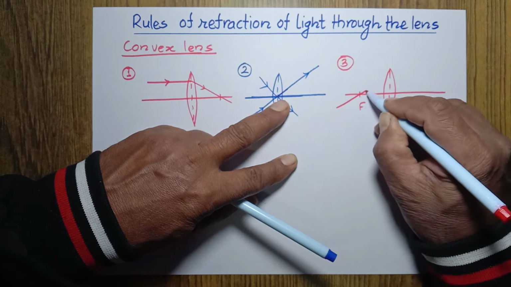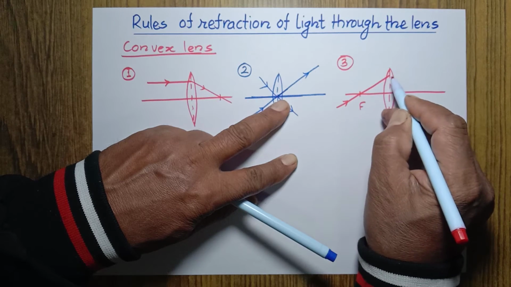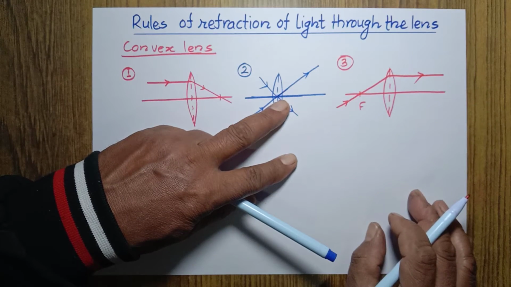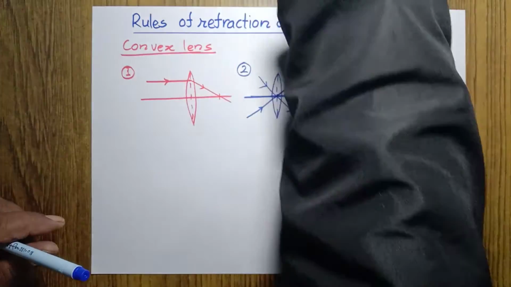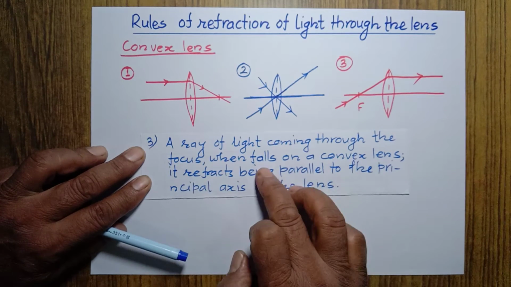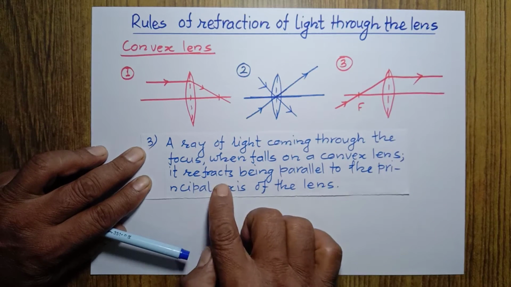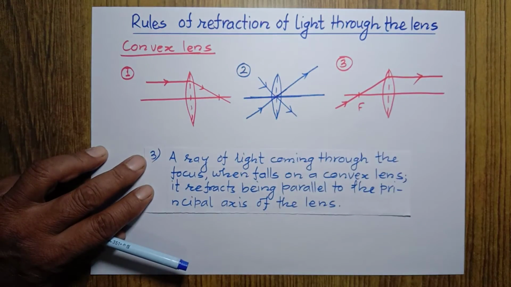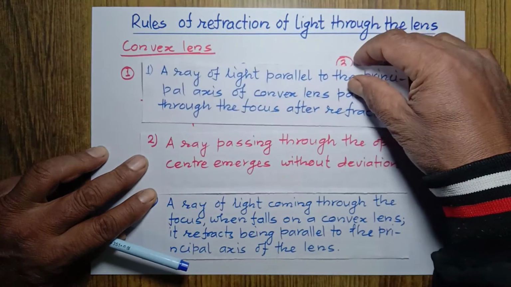If a ray of light is coming through the focus and it falls on the surface of the convex lens, then it refracts parallel to the principal axis. It's very simple, isn't it? This can be recognized as the third rule, and we can say it this way: a ray of light coming through the focus, when it falls on a convex lens, refracts parallel to the principal axis of the lens. This way, there are three basic rules for the refraction of light through a convex lens.